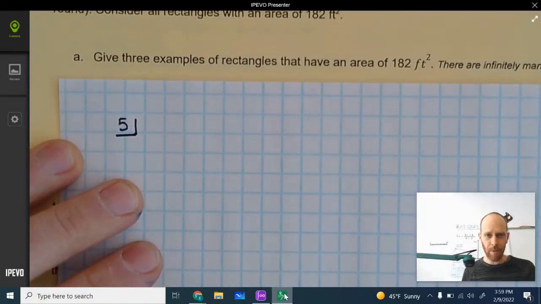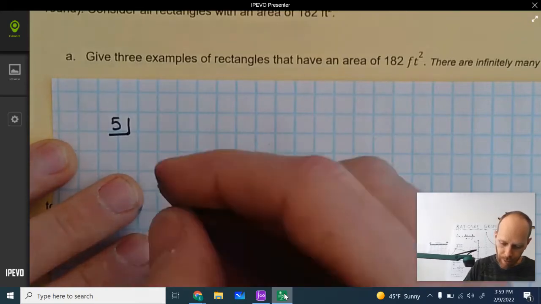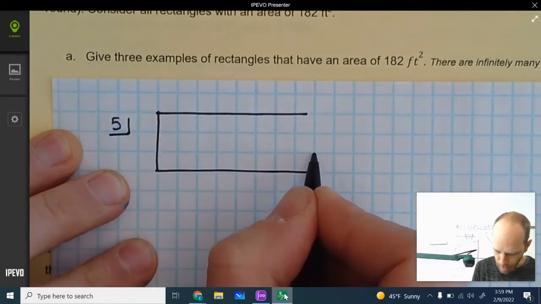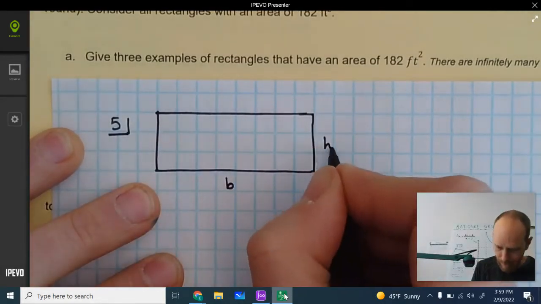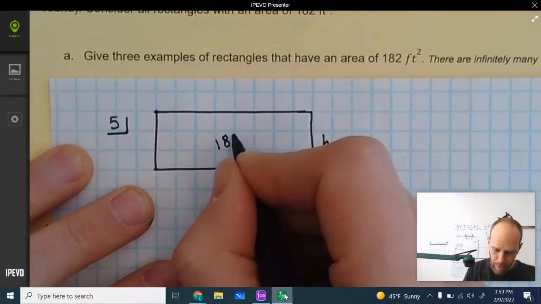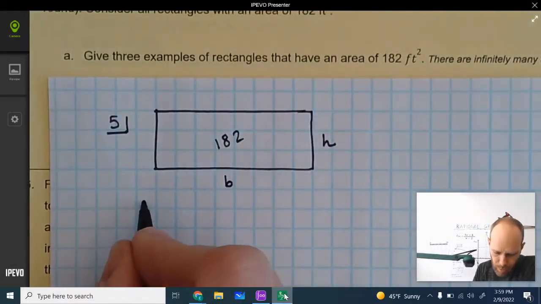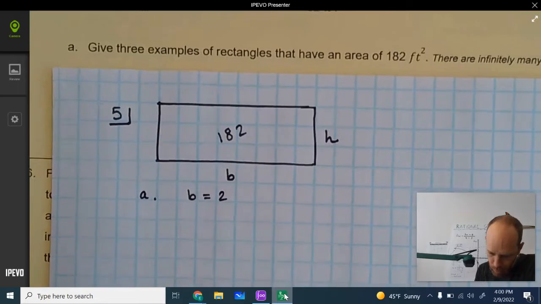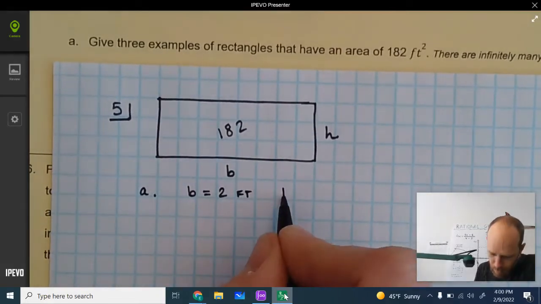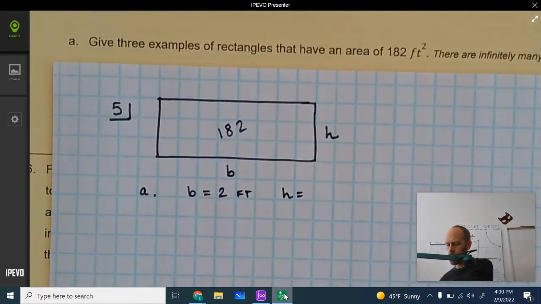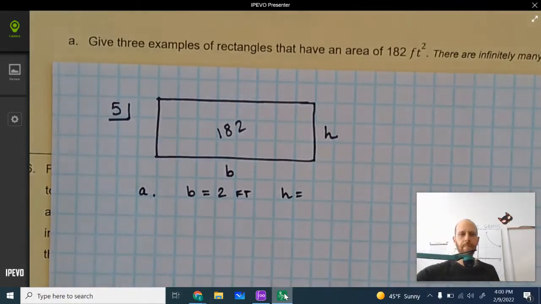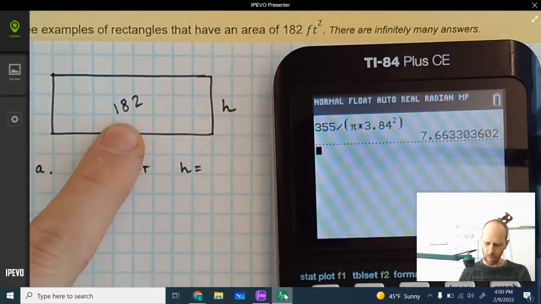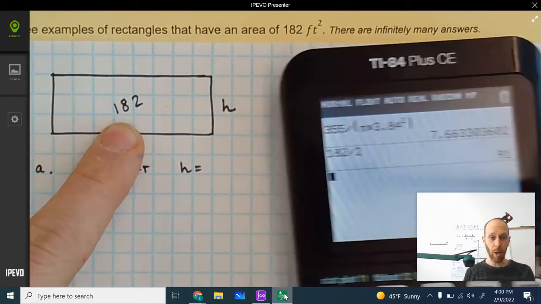So it says, give 3 examples of rectangles that would have an area of 182 square feet. Let's see. If I know that this is my base, this is my height, and this is 182, I can probably just pick some measurements. So let's suppose that the base was only equal to 2 feet. Then wouldn't the height have to be equal to, where did I put my calculator? The height would have to be 2 times h is this. So 182 divided by 2 is 91.